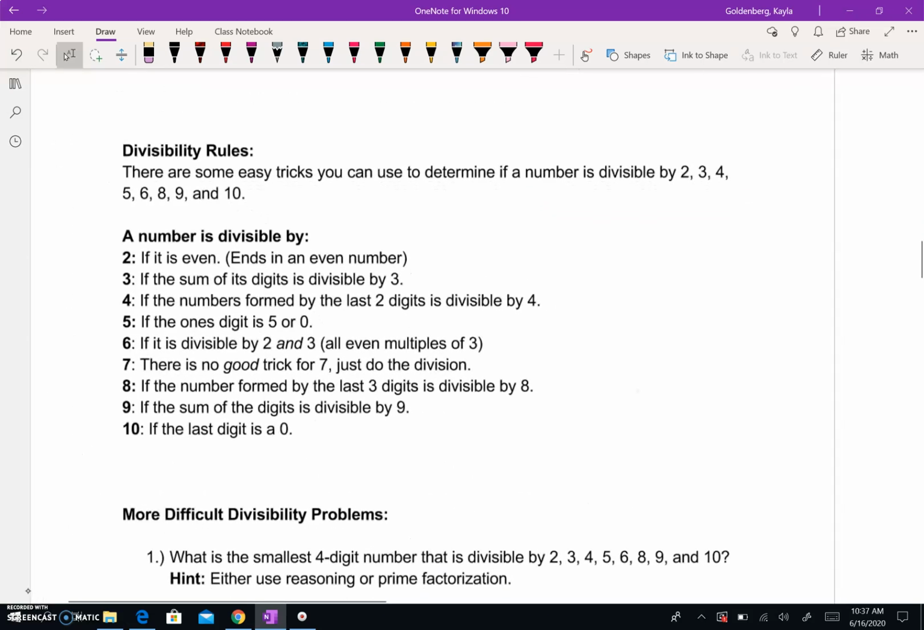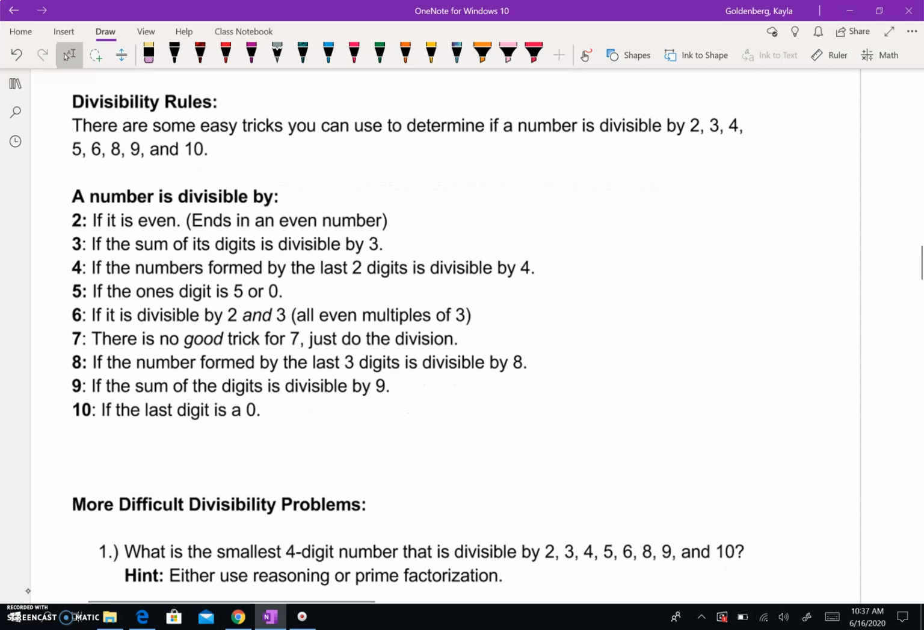So here are some divisibility rules that you probably learned back in school, and there are easy tricks oftentimes. So if it ends in an even number, you know that 2 fits into it. For 3, if you add up the digits and the sum is divisible by 3, then so is the number. Like the number 33, you do 3 plus 3, which is 6, and 3 can go into 6, so you would say check. It is divisible by 3.